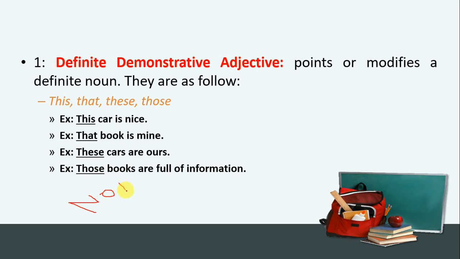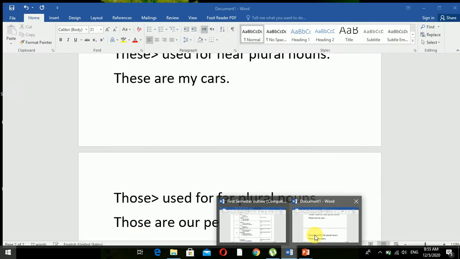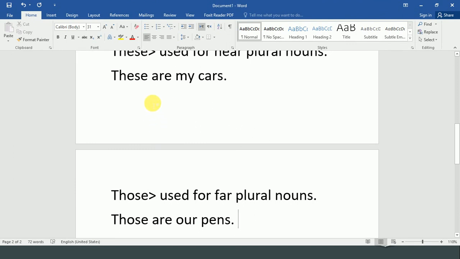Before a noun, right? If they are used without a noun, they are not called demonstrative adjectives, they are called demonstrative pronouns. So they are always used before a noun. The examples that I gave you right there in the word file are not demonstrative adjectives. Remember that. They are demonstrative pronouns, right?